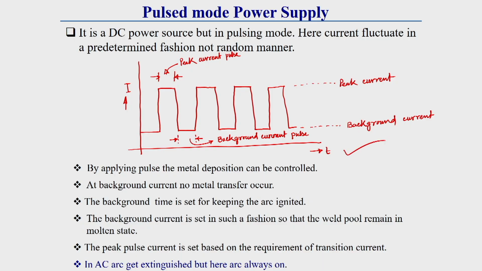So this number of pulses, that means peak current and background current, we can predetermine. According to our requirement of weld deposition, we can predetermine what the number of pulses per second or per minute should be. So we can control the deposition rate in case of pulse mode power supply. This is also a DC, direct current, power source, because there is no zero crossing of the current, but it is a pulse mode.